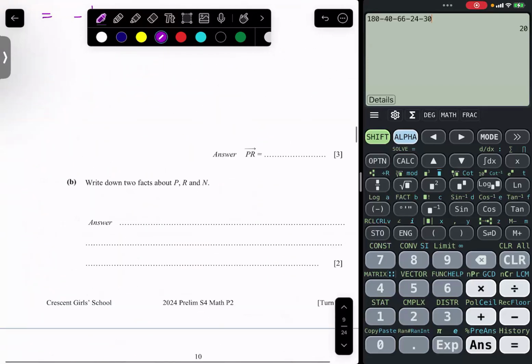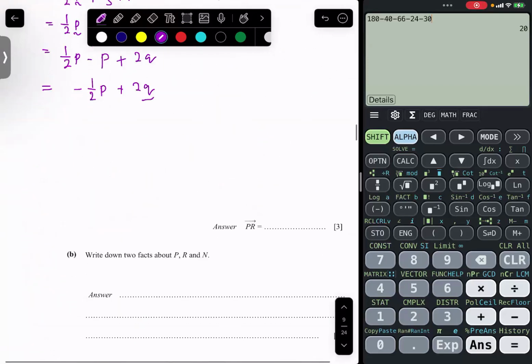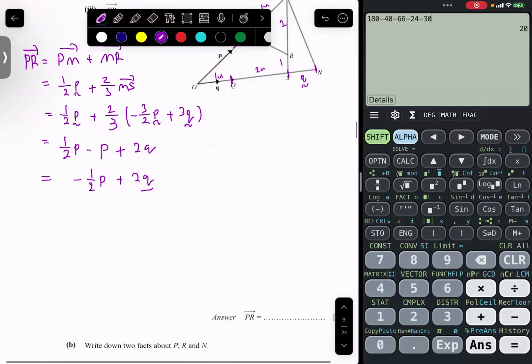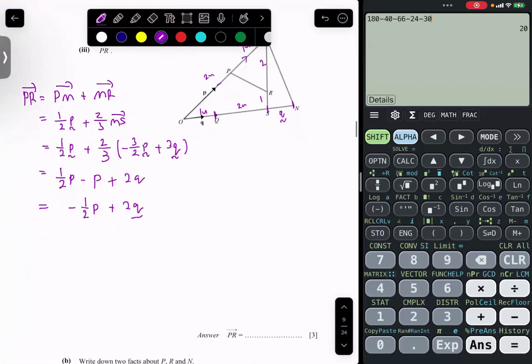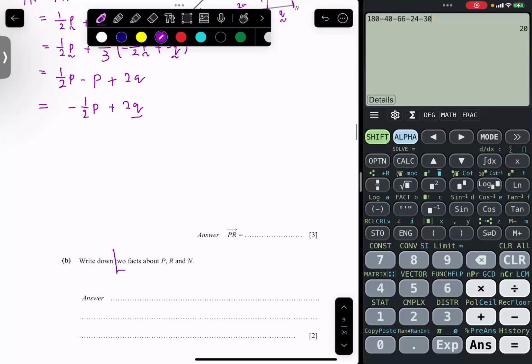Write down 2 facts about PR and PN. When they ask for 2 facts, the 2 facts are usually: number 1, to comment whether they are collinear or not. Number 2, whether they are parallel or not. Or another fact is the length of the line.